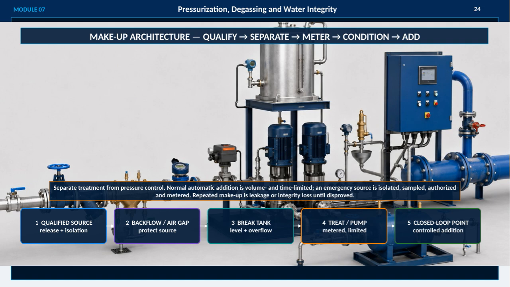The third step involves a break tank to regulate water levels and prevent overflow. Then, the water is treated and pumped in a metered and limited way to maintain quality. Finally, there's the closed-loop point where controlled water addition occurs to maintain system balance. Importantly, treatment is kept separate from pressure control, and automatic water addition is carefully limited by volume and time. Any repeated need for makeup water usually indicates leakage or integrity issues until proven otherwise.